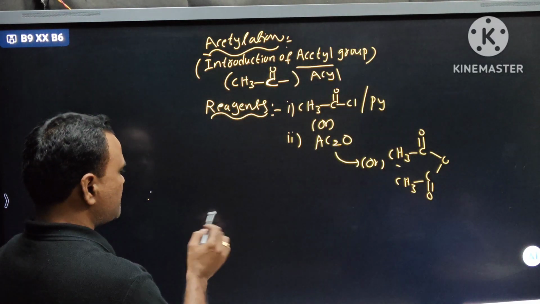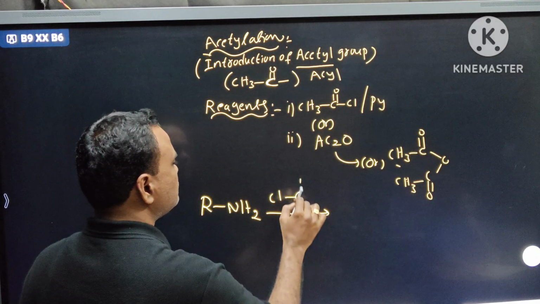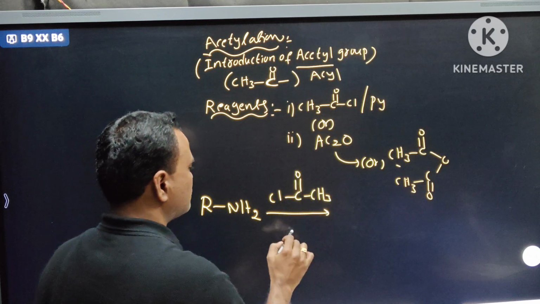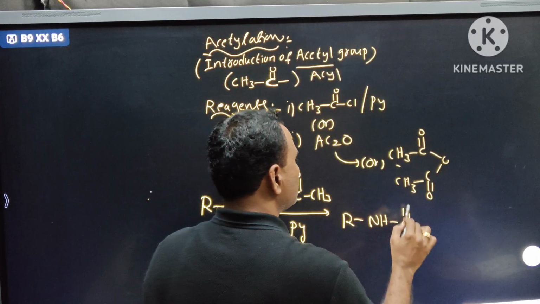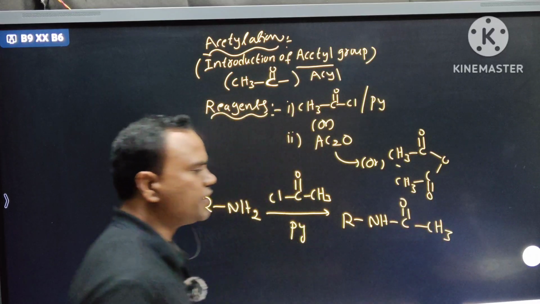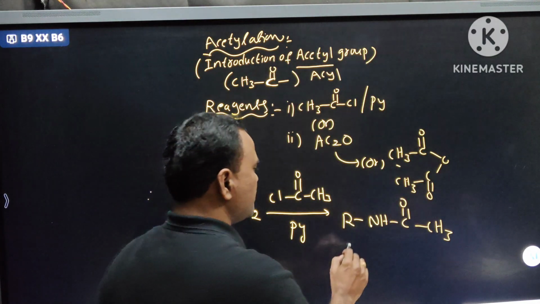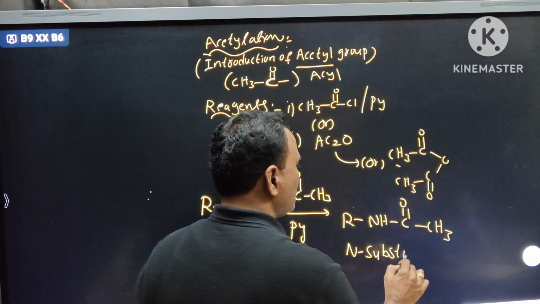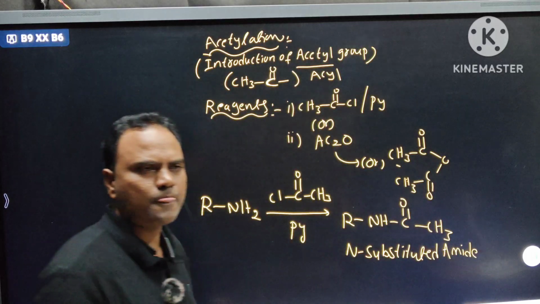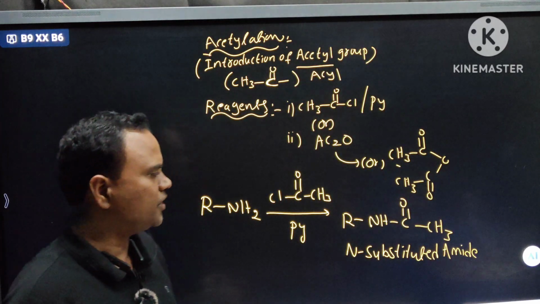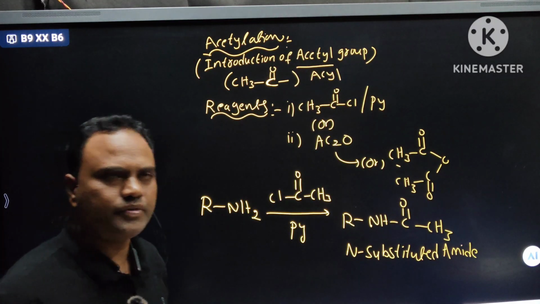So let us see one example. In the presence of solvent pyridine, the product is RNH-C double bond O-CH3, an N-substituted amide. Since there is nitrogen substitution, we call it an N-substituted amide. I think this was a question in your last weekend exam. See the mechanism for this.